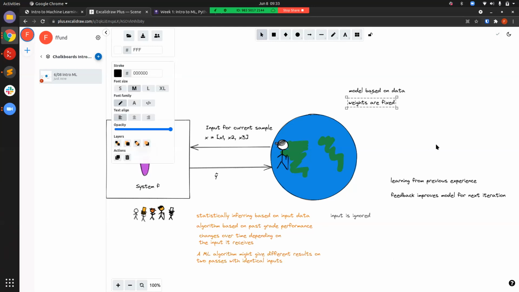Okay. Let's see, what are we left with? Feedback improves the model for the next iteration. Is that required for a machine learning system?